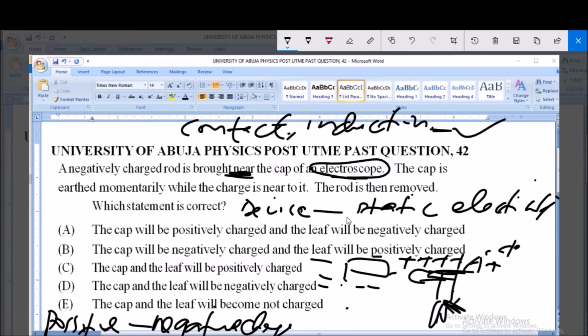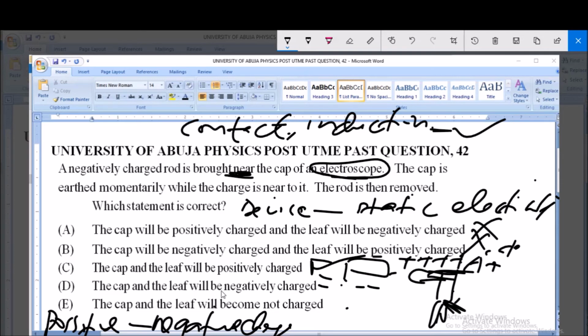So A says the cap will be positively charged and the leaf will be negatively charged. No, that's wrong. The cap and the leaf will have the same charge. B says the cap will be negatively charged and the leaf will be positively charged. Also wrong. C says the cap and the leaf will be positively charged, and this is actually correct because it is a negatively charged rod and we are charging by what? By induction, because it is brought near. Like I said, you need to take note of the keywords.